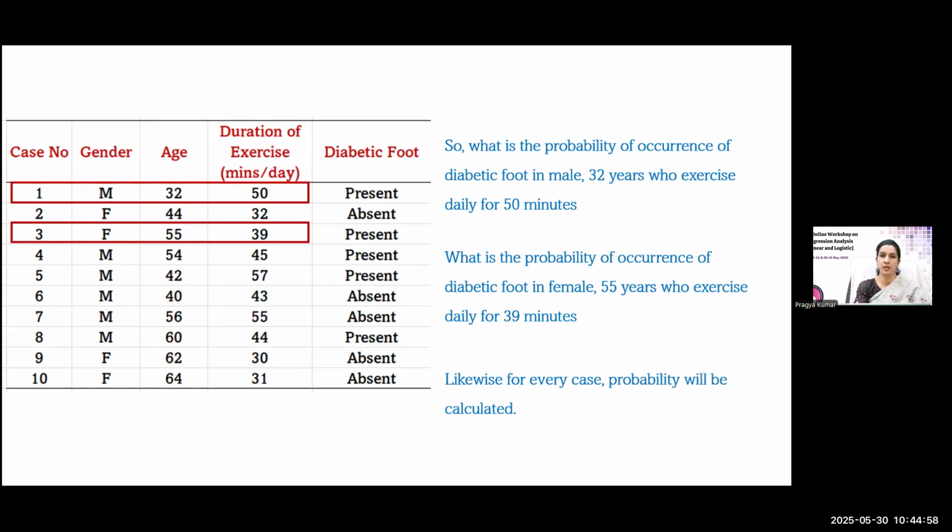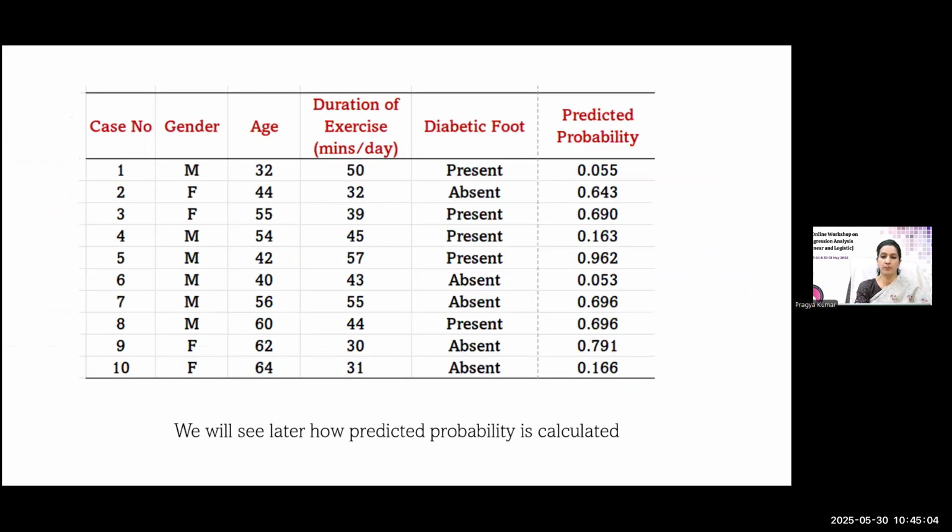So how does it calculate? It takes all the independent variables and calculates the probability. So what will your predicted probability be? Your predicted probability of this diabetic foot, in this case, is like 0.055. Similarly, the predicted probability of this female will be 0.643, and likewise. So this is how the software calculates the predicted probability.